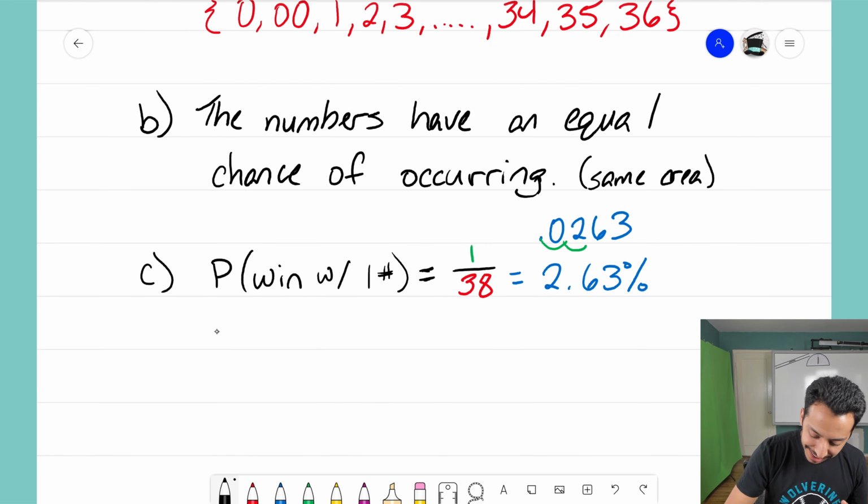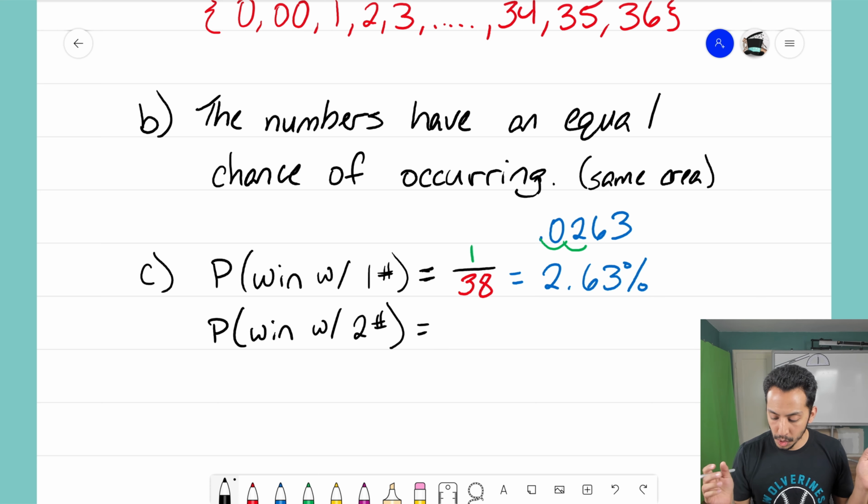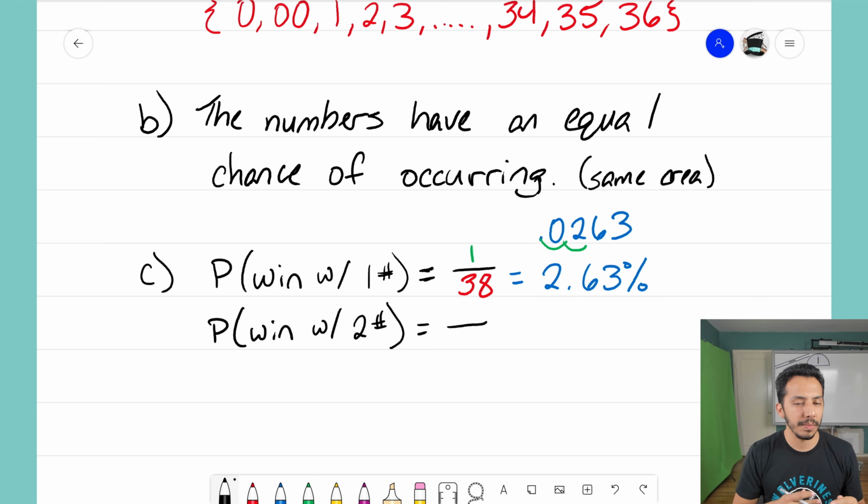Alrighty, let's do this. The probability of winning with 2 numbers. Let's say I let you pick 2 numbers. What would that fraction look like? If I let you pick 2 numbers now, what would that fraction be?